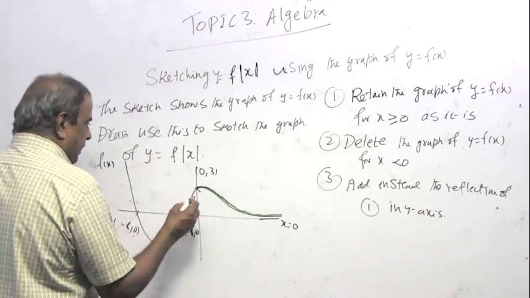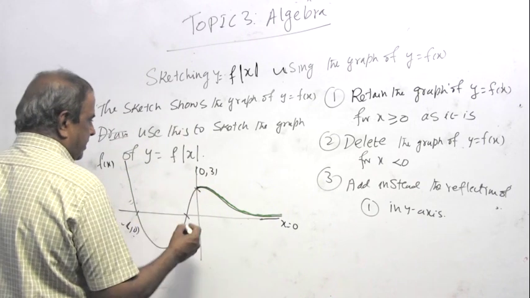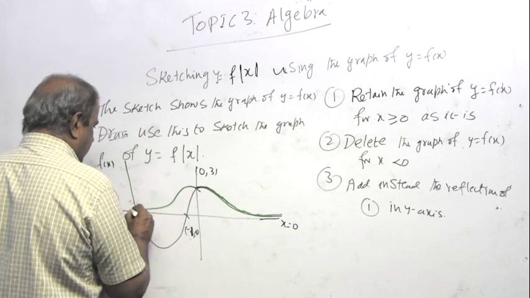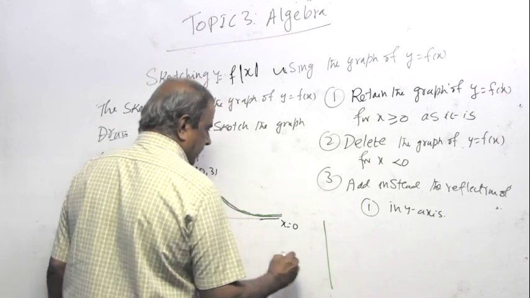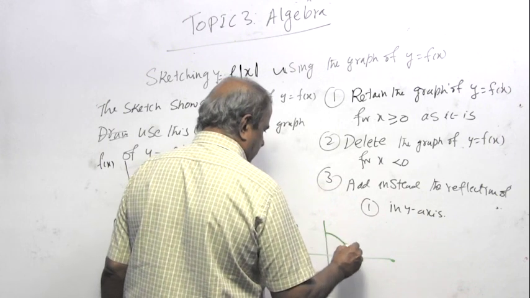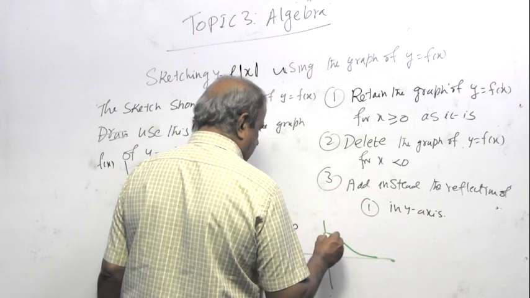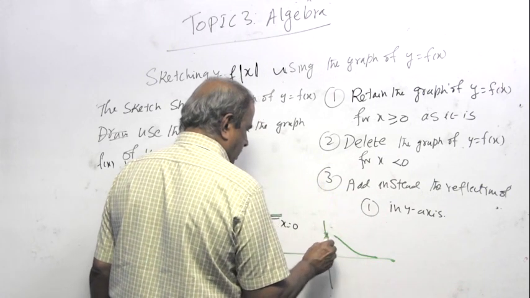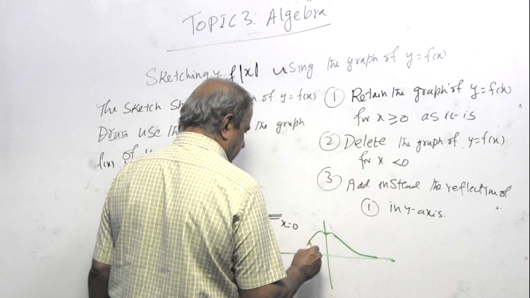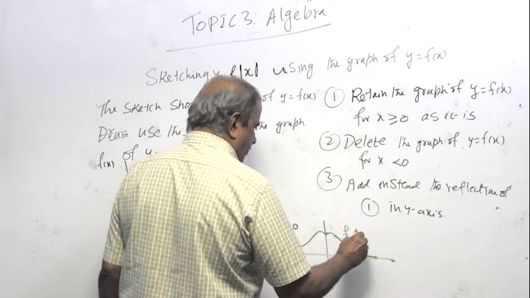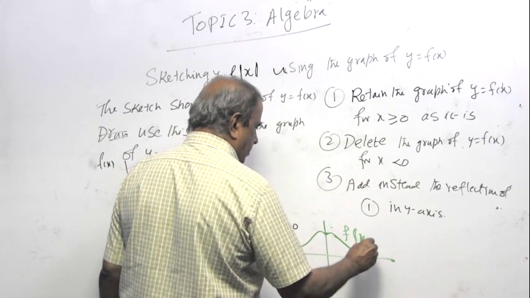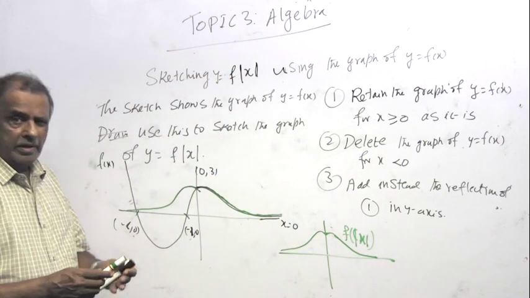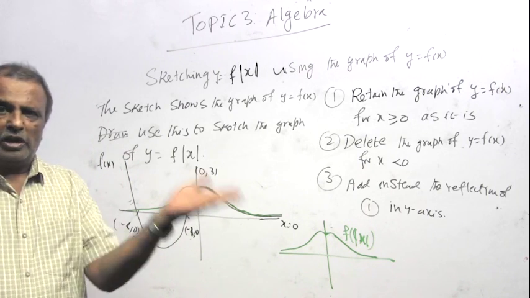And then this bit, ignore it. So I've ignored it, and then reflect there. So that graph goes like that. So in other words, I can draw the graph here. It's a graph like that. And, oh sorry, it's a graph. Oops. It's a graph like that. So it's a graph like that. This is f of modulus x. Well, that finishes modulus functions.